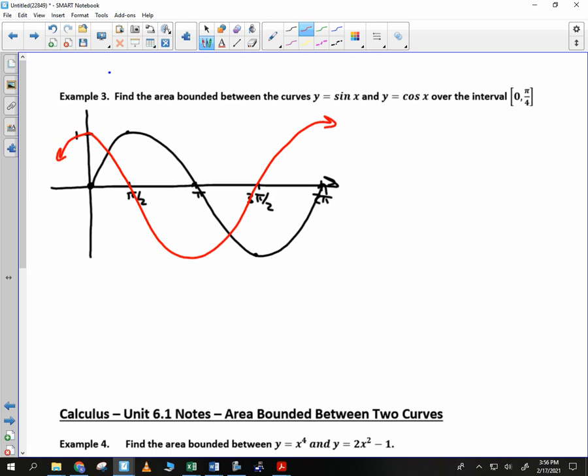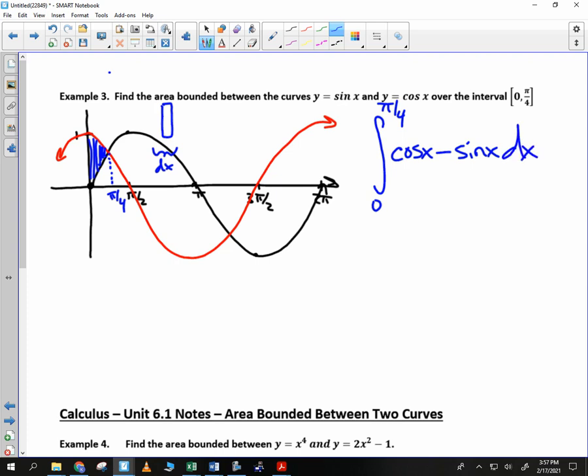Now we want to bound it from 0 to pi over 4. It just turns out that that spot right there is in fact pi over 4. So we want to find that area. Again, as you draw the rectangle from top to bottom like that, you can see that it has what we call horizontal width, dx. We'll get to a non-horizontal width here in a little bit. But let's just set it up. The integral, the top function you can see is cosine of x, minus the bottom function, sine of x, and you're going to integrate 0 to pi over 4, dx. Antiderivative of cosine is sine. Antiderivative of negative sine is positive cosine.